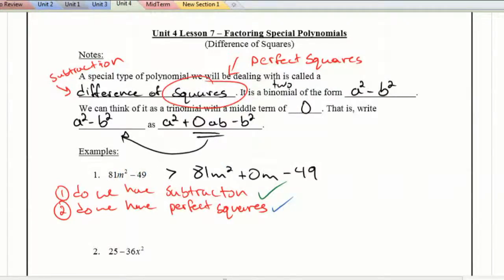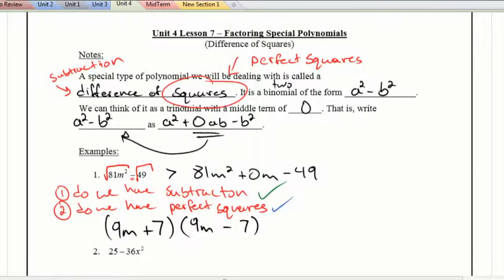So in order to factor a difference of squares, all you need to do is take the square root of the first term and take the square root of the second term. We'll just leave the little minus sign out. So the square root of 81 is 9. The square root of m squared is m, so I have 9m. And then the square root of 49 is 7. So this is why these are so easy to factor. Because I just write whatever I have taken the square root of, I write it twice, and one of them is going to be 9m plus 7, and one is going to be 9m minus 7.